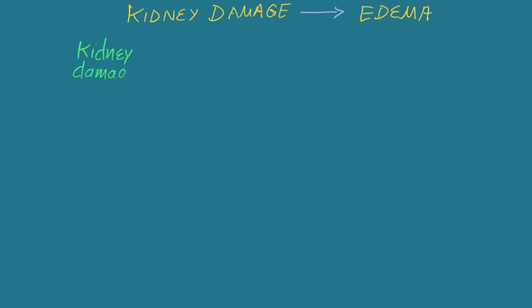Edema is sometimes a sign for kidney damage. So let's see how kidney damage can lead to edema. When a person has kidney damage, their filters in the kidney are destroyed, which means proteins are not filtered out and instead they appear in the urine. So there is a massive loss of protein via the urine in a person who has kidney damage.